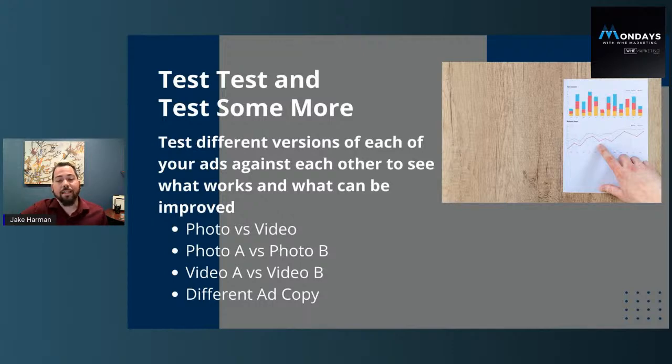And then finally here, test, and test some more. So test different versions of each of your ads against each other to see what works and what can be improved. This can be something super simple where you don't even change any ad copy, but maybe one version of the ad has a photo, the other version has a video. Maybe one version of the ad has a photo of a house with an overhead shot, and the B version of that ad has that same house, but with a forward-facing shot. Say one has a video that's a virtual tour. The other one is more of a bird's eye view going over things.